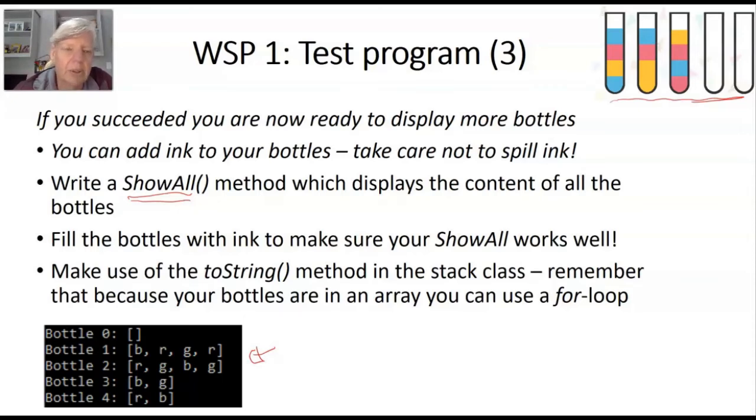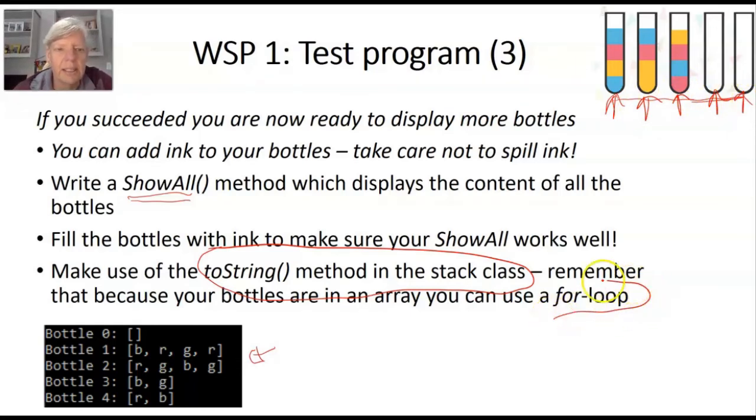So how do you write showAll? You call the toString of the stack class. But you have an array and you want to call the toString for that one, the toString for that one, the toString for that one. Can you see that the for loop for your array works well? I hope you see how this is coming together.